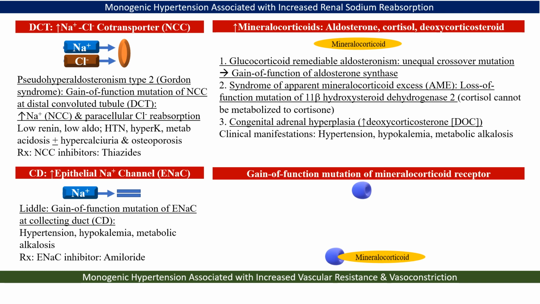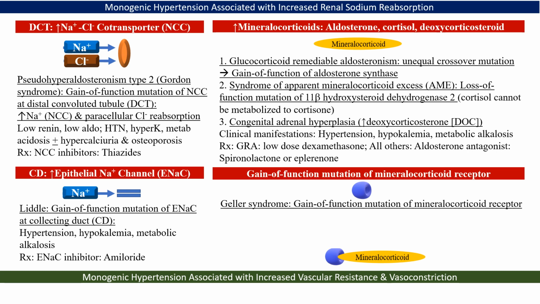Conditions leading to excess production or accumulation of aldosterone, cortisol, or deoxycorticosterone are associated with hypertension, hypokalemia, and metabolic alkalosis. With the exception of GRA, where patients may be treated with low-dose dexamethasone, all other conditions may be treated with aldosterone antagonists, such as spironolactone or eplerenone.